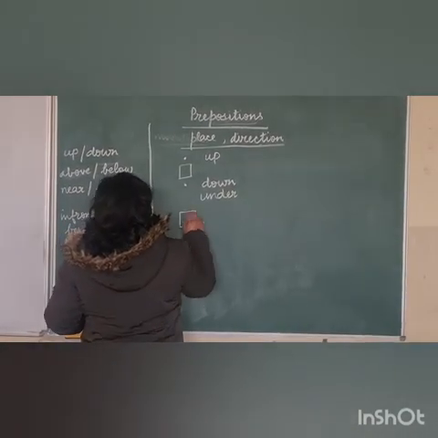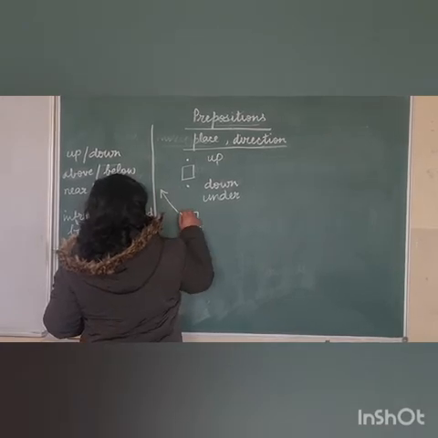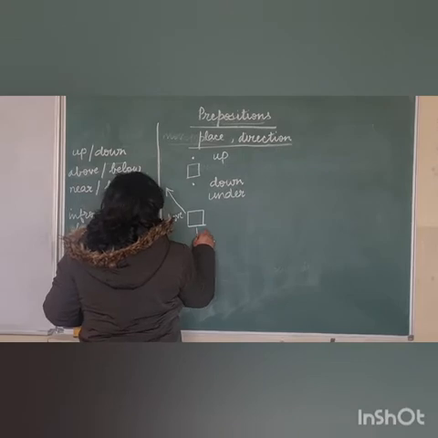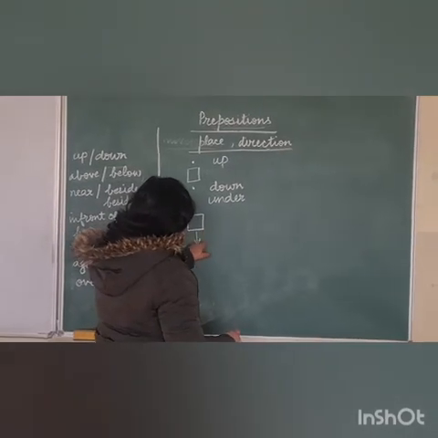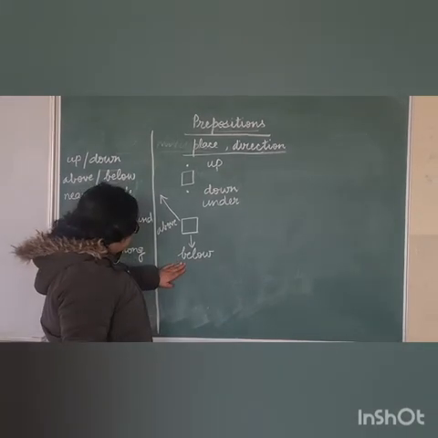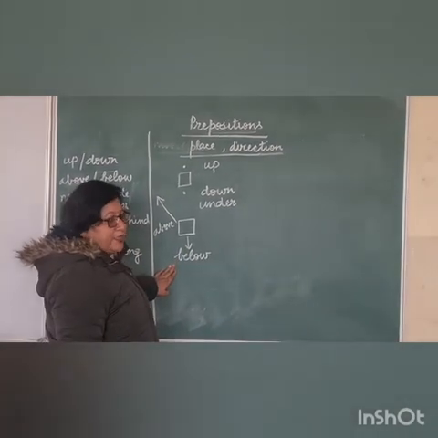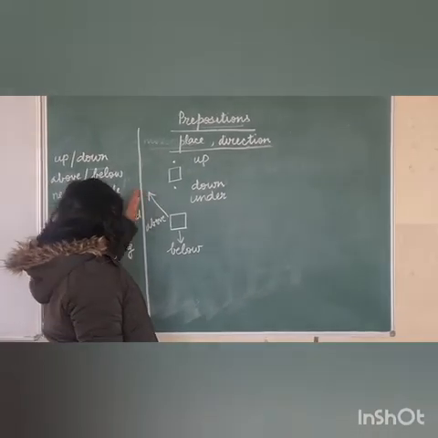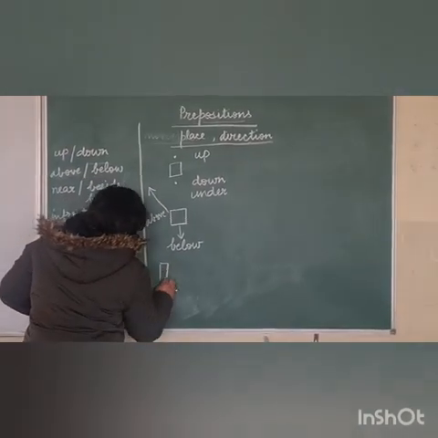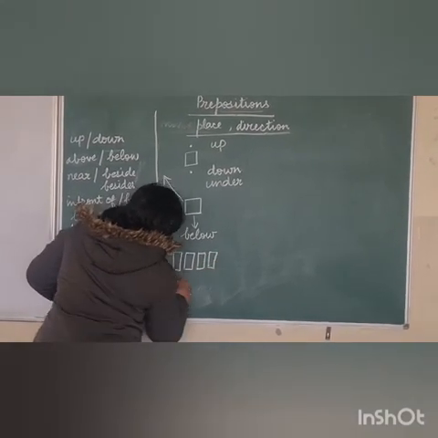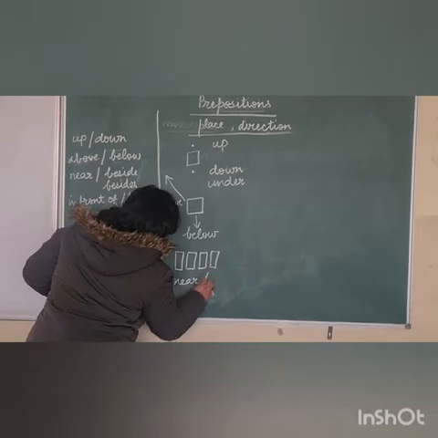If it is very far, हमसे अगर ये बहुत दूर है, then we use above. And if it is under the surface, we use below. The water surface is below my knees. The sky is above us. Sky बहुत दूर है.